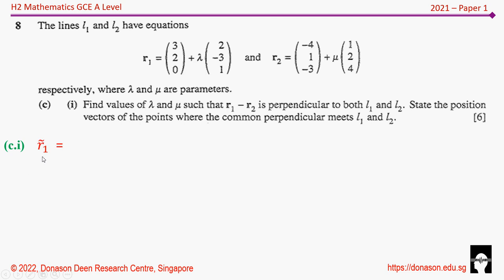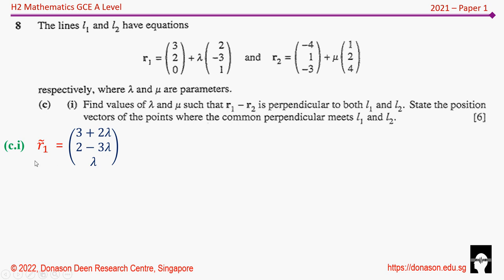R1 is given as this, right? So we could just simplify and write it down. So what we have, 3 plus lambda times 2, which is 2 lambda. So it's 3 plus 2 lambda, that would be the x component or the i component. 2 minus 3 lambda for the j, and 0 plus 1 lambda, which is simply lambda for the k. So that is our R1, because we need to find R1 minus R2.